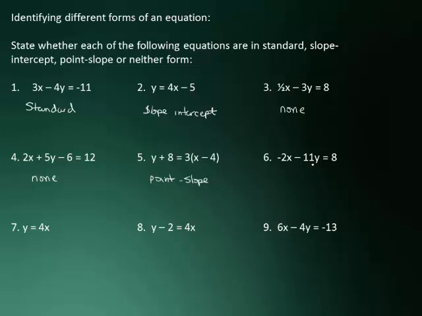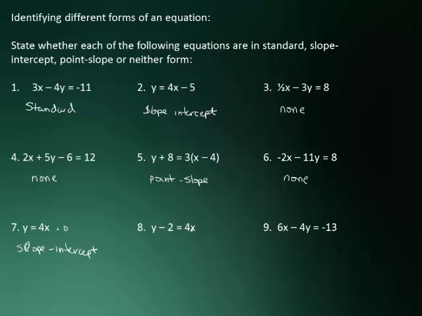Here I have negative 2x minus 11y equals 8. I have all integers. Everything's in the right position. However, because this 2 is negative, it is not standard form. Standard form requires this to be positive. Y equals 4x. This could have a plus 0 on it, so that's y equals mx plus b. So this is slope-intercept.